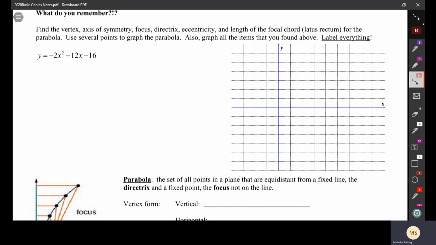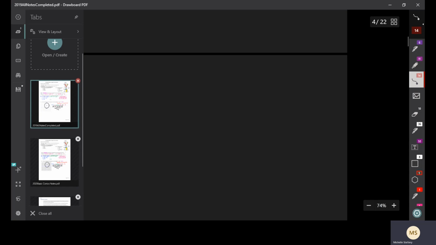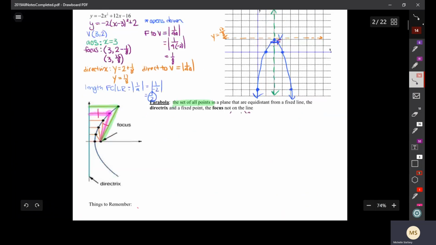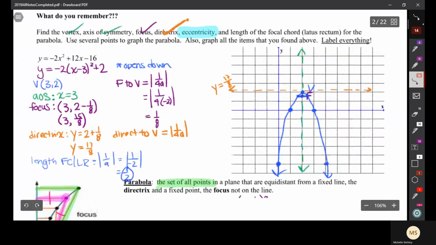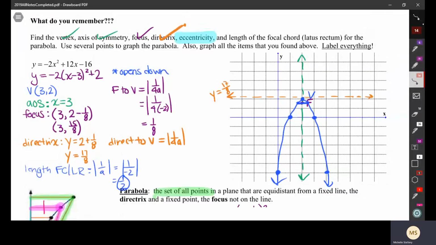So here we have a parabola example. What do you remember from parabolas in Algebra 2? Let's take a look and see where you're at. Scroll up here. All right, this is the answer that you should have for the parabola for this example that you guys did on the homework over the weekend.